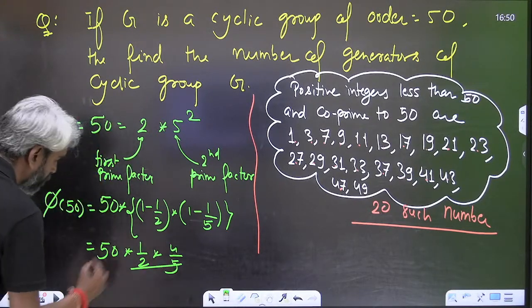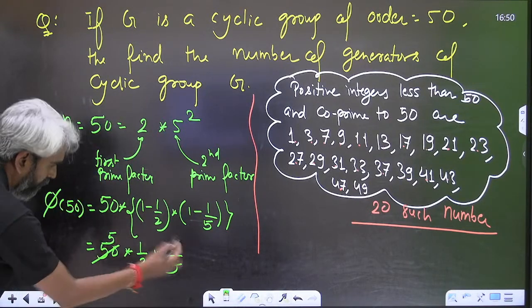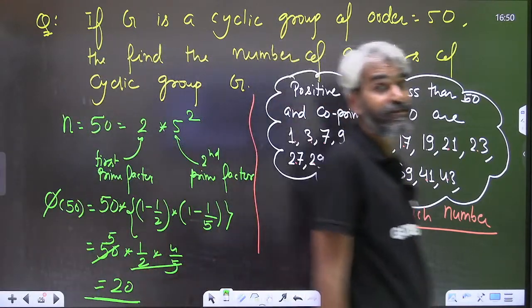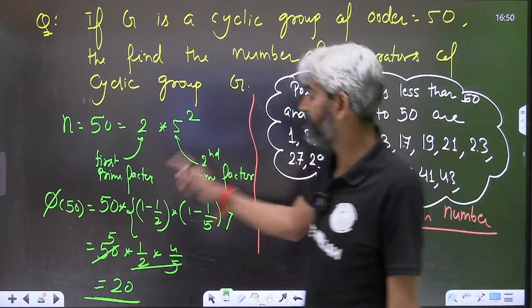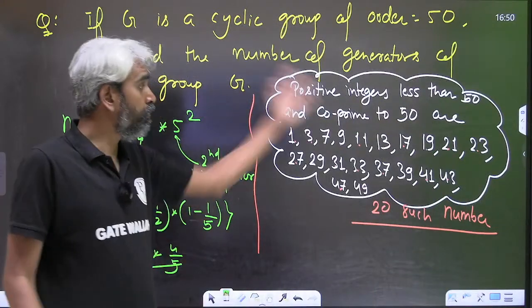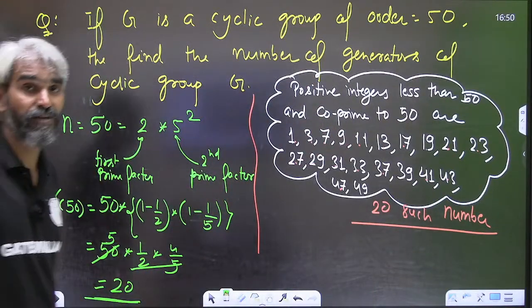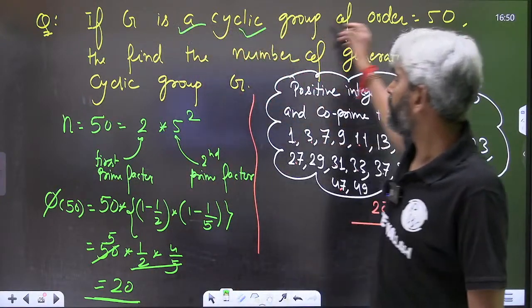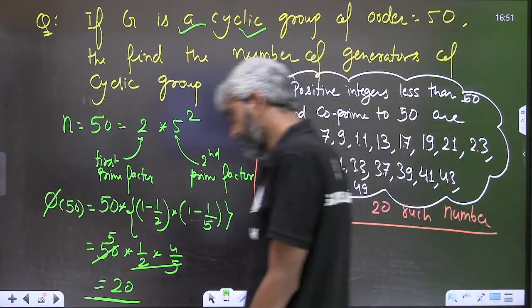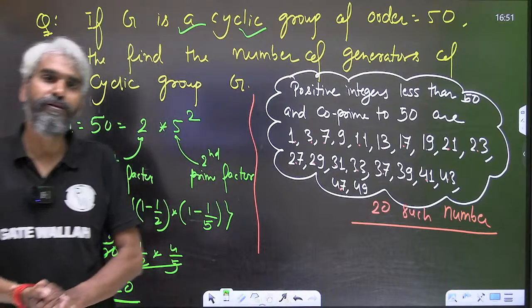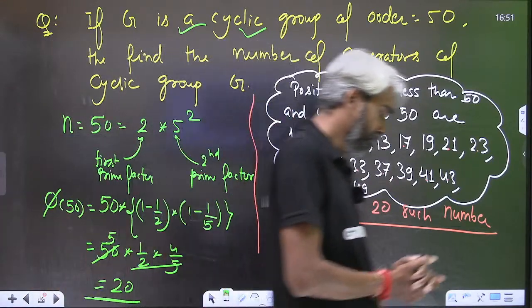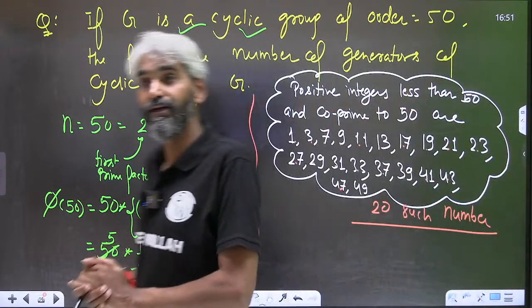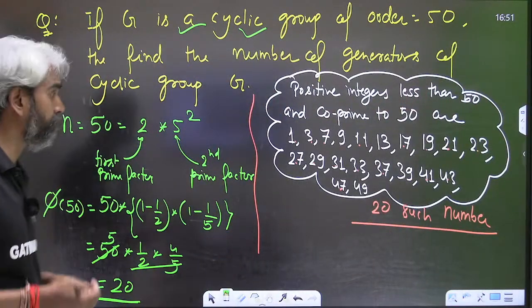5 2s are 10, and 5 4s are 20. So you will get the same value, that there are 20 such positive integers which are less than 50 and co-prime to 50. So either go and count them or use this Euler's totient function. You will get the same result, that the number of generators of a cyclic group of order n will be the number of positive integers which are less than n and co-prime to n, or it can be given by Euler's totient function phi n. Both of them are the same.